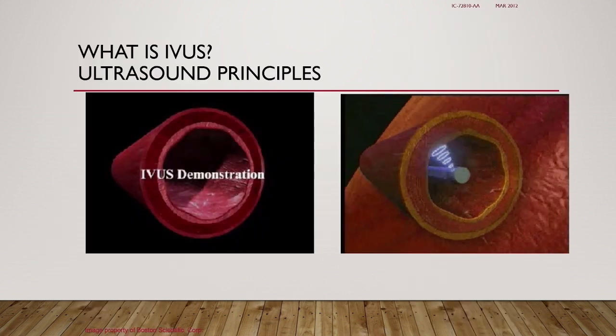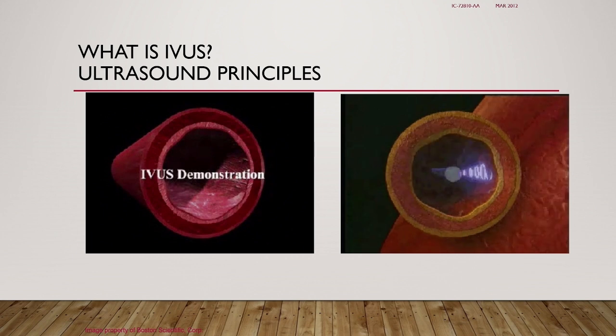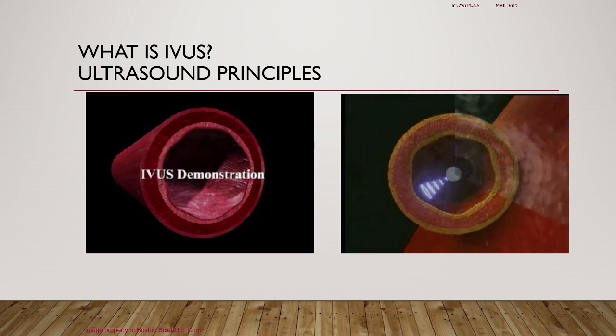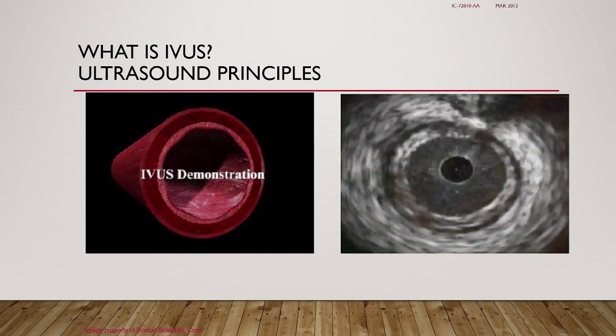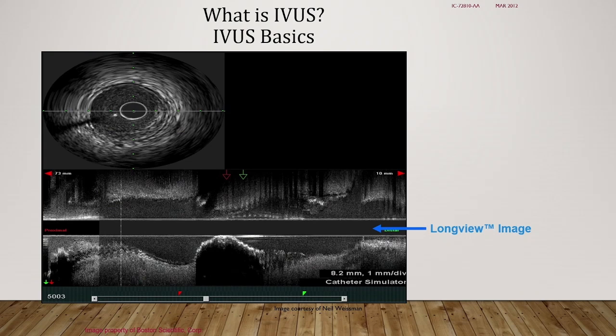IVUS is based on the ultrasonic wave. It takes 360-degree tomographic sections of the vessel, and we usually get two views. One is the cross-sectional view, just to analyze the vessel morphologies. For diameter assessment we take the cross-sectional view the majority of the time. For length assessment and branch pattern study, we take a longitudinal view.